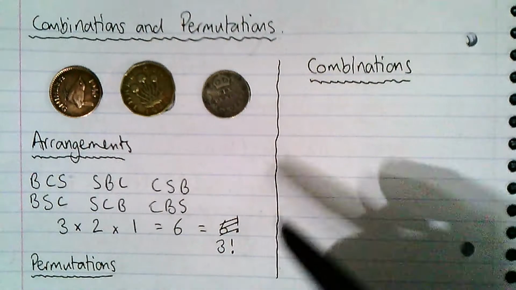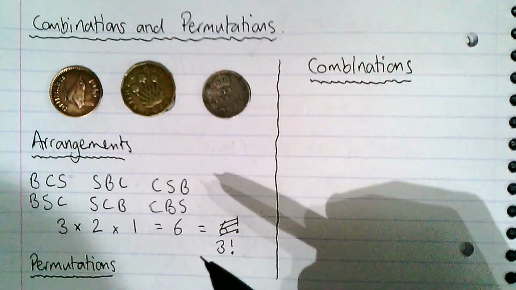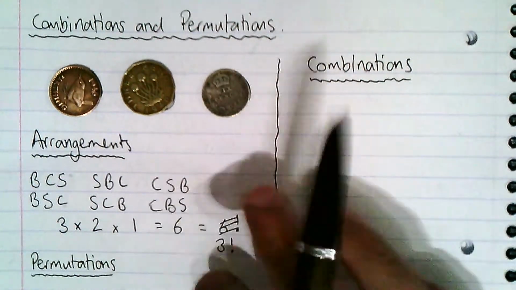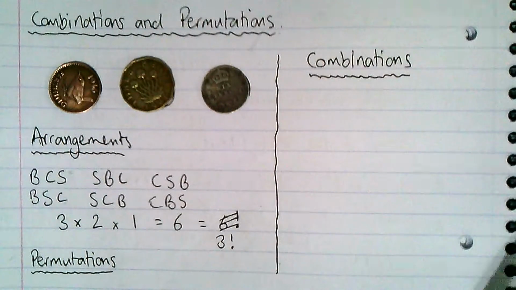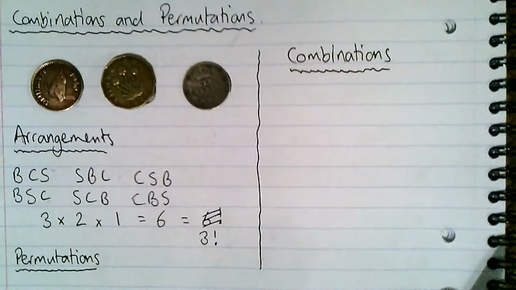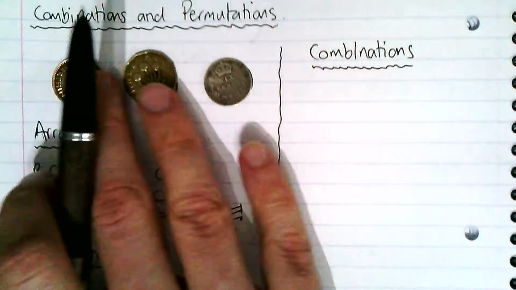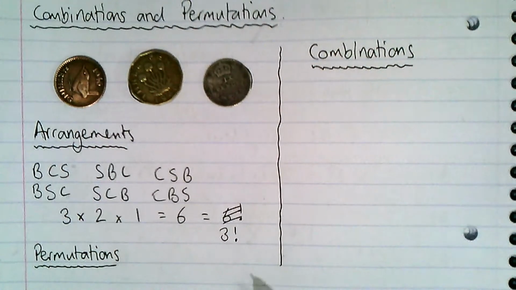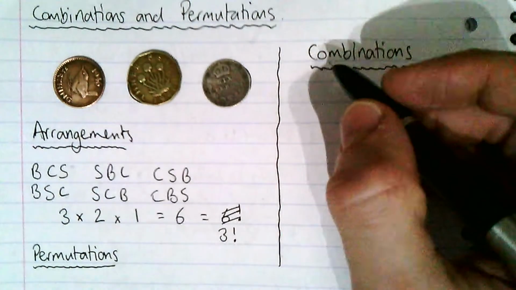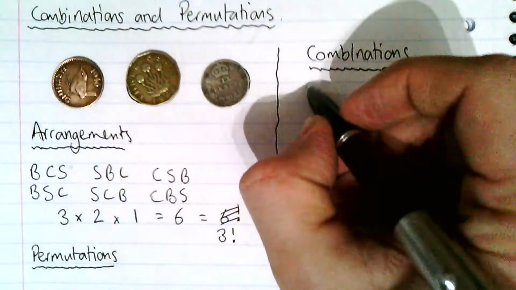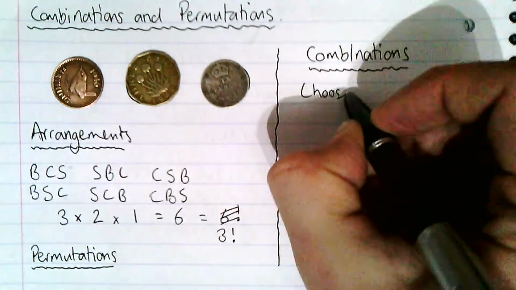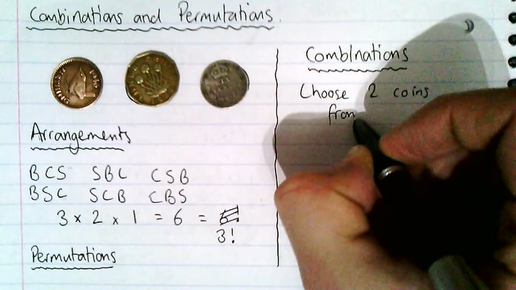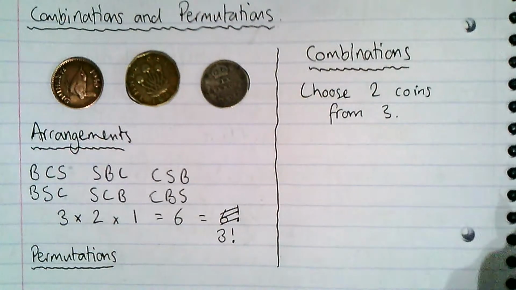So what other things can we do with these? We've already seen these kind of arrangements before. I want to have a look at some of the other things that we can do. So one of the other things that we can do are these things called combinations. So if I have these 3 coins, I want to know how many different ways there are of picking a certain number of them. So let's say here I want to choose 2 coins from 3. So I've got 3 coins, I want to choose 2 of them.